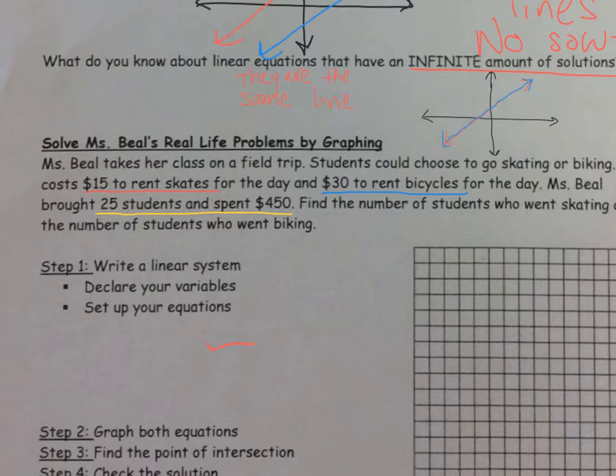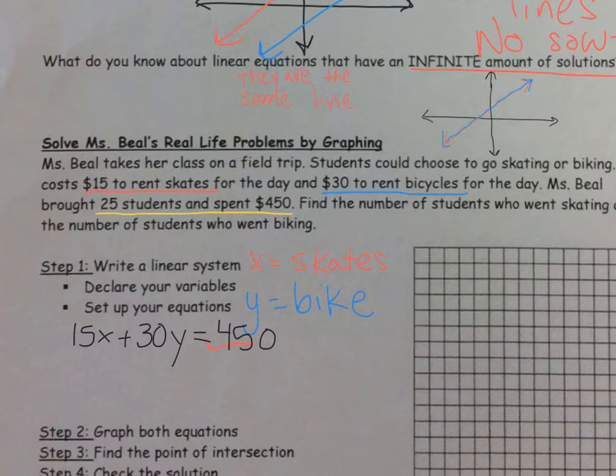So we have to think about this. First, let's talk about an equation that involves money. Let x equal skates, just because it's written first, and y equal bikes. How much does it cost per skate? Well, we see $15, so 15x plus $30 per bike, 30y, equals, well, how much money was spent total? Oh, $450.